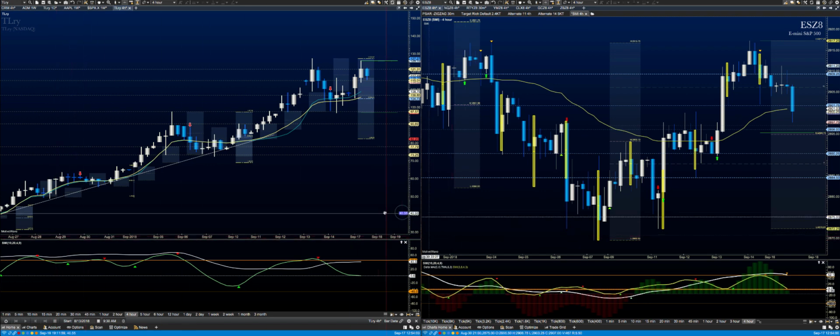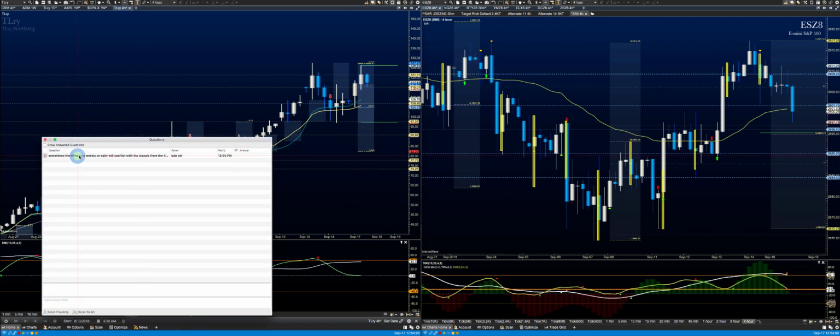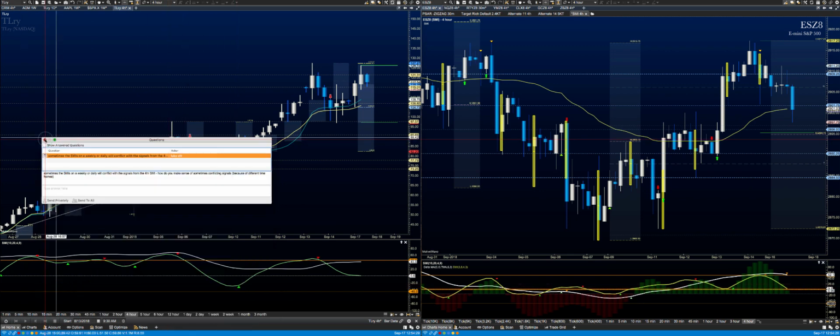What we have a tendency to do is a snatch and grab approach when we're looking at stocks. And thank you, Luke, for offering that space. Oh, this is perfect. Sometimes the SMIs on a weekly or daily will conflict with the signals on a 4-hour. How does one make sense of conflicting signals because of different time frames?